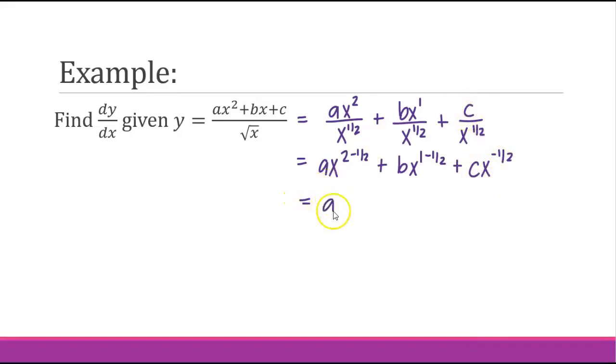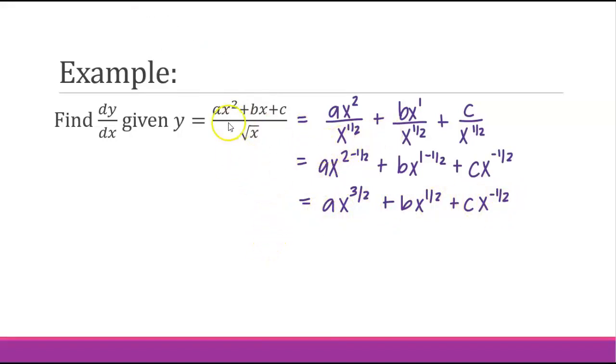And then this is ax, so 2 minus 1/2 as a fraction is 3/2, plus bx to the positive 1/2, plus cx to the negative 1/2. So I've already done 3 lines of work, which could be shortened. I was just showing the algebra here, but I haven't taken a derivative yet, is my point. So all I've done is simplified to get myself to a place where I can take the derivative.